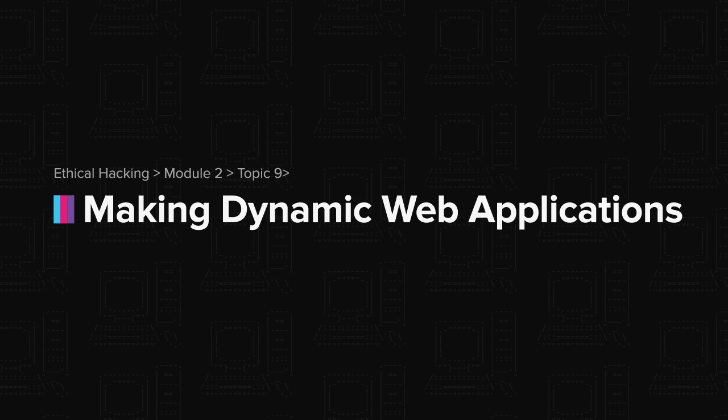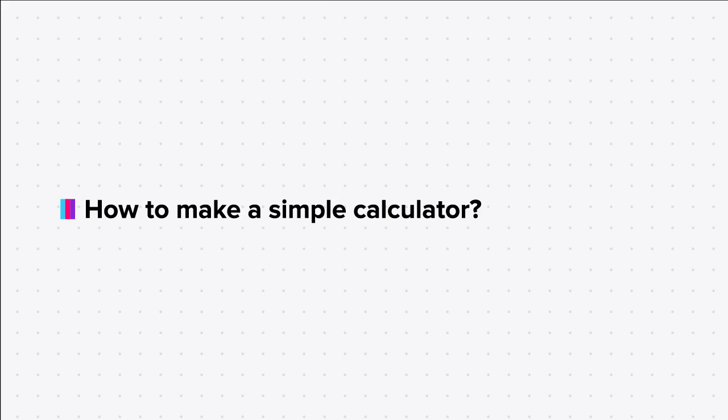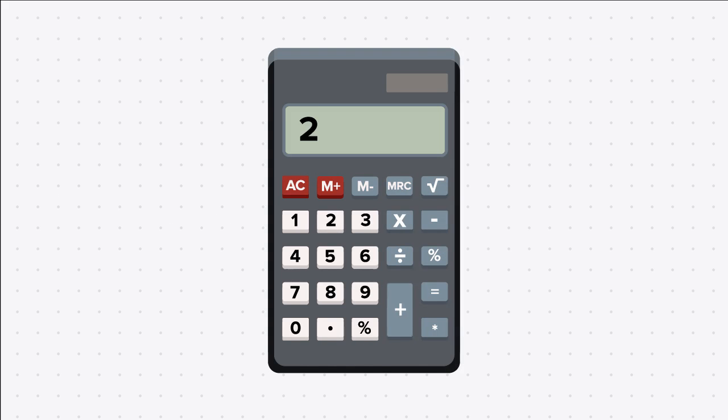Now let's convert the PHP files we wrote in the previous topic into dynamic web applications. So let us first make a simple calculator. We will take two inputs using HTML and then perform an operation on them using PHP. So let's look at the HTML part first.